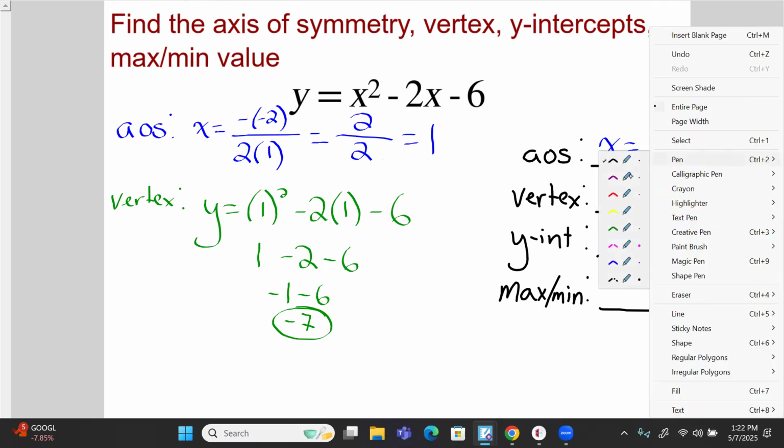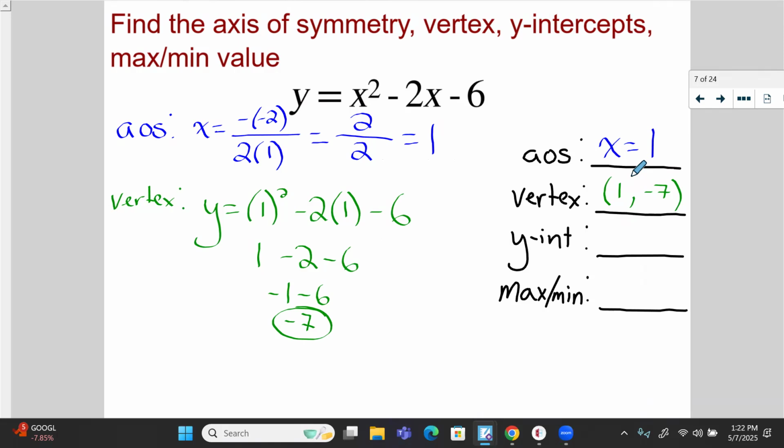Next, we are going to find our y-intercept. If you remember, the y-intercept is the c value. And here our c value is -6. So our y-intercept is (0, -6).